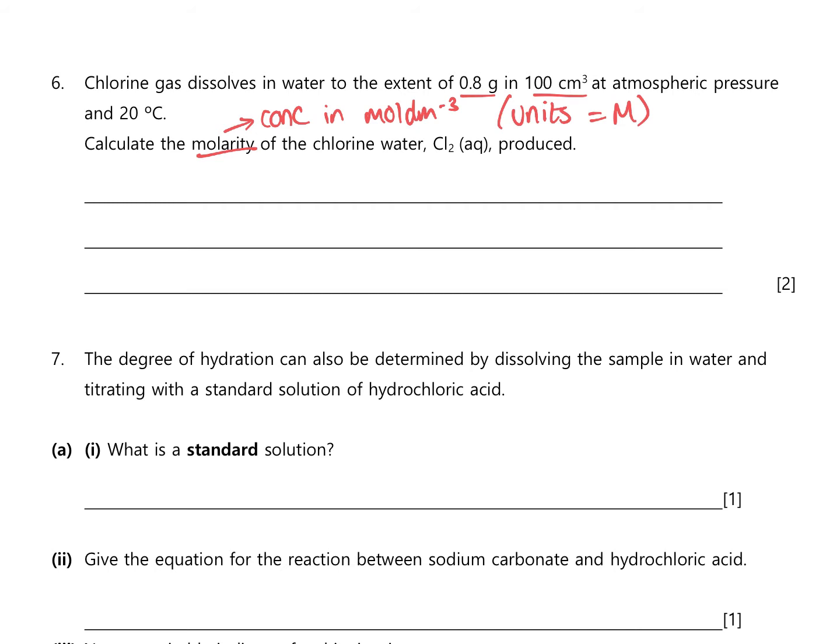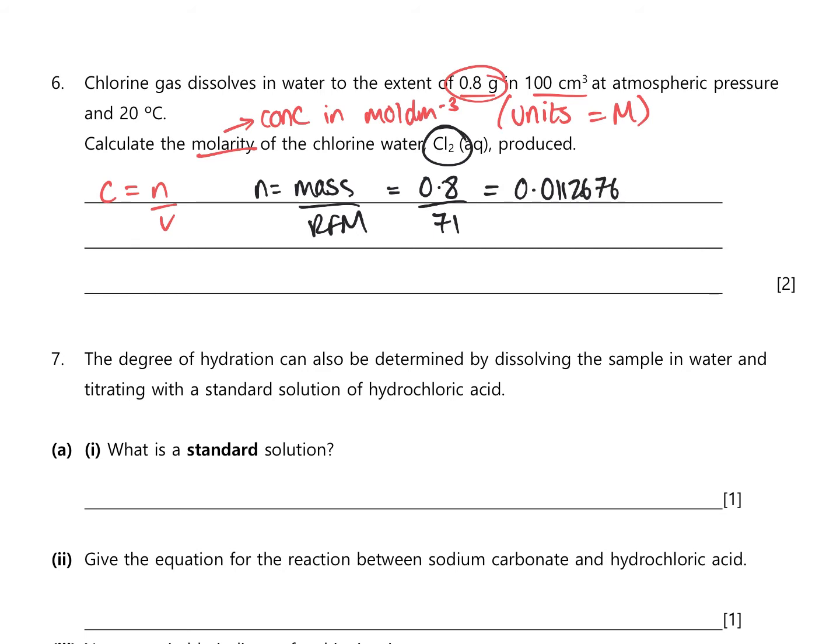So what that means is it allows us to calculate the concentration using C equals n over V. But because we've been given a mass, we need to calculate the number of moles first of all. So we do n equals mass over RFM. Be careful, chlorine is Cl2, you're even given that in the question. So it's 0.8 grams divided by 71, 2 times 35.5. And that comes out as quite a long answer of 0.0112676, and probably continuing on, moles.